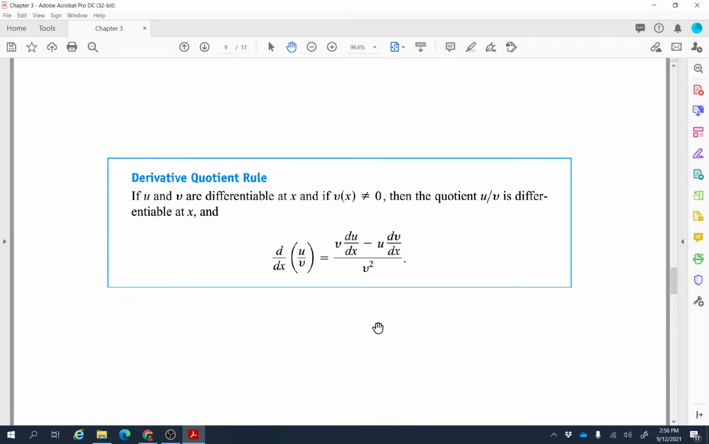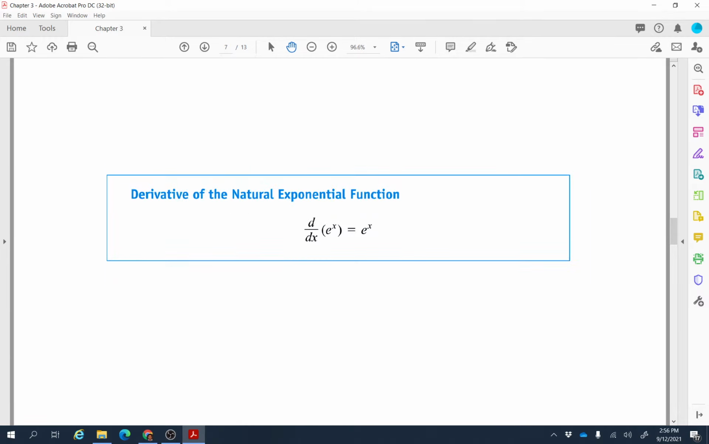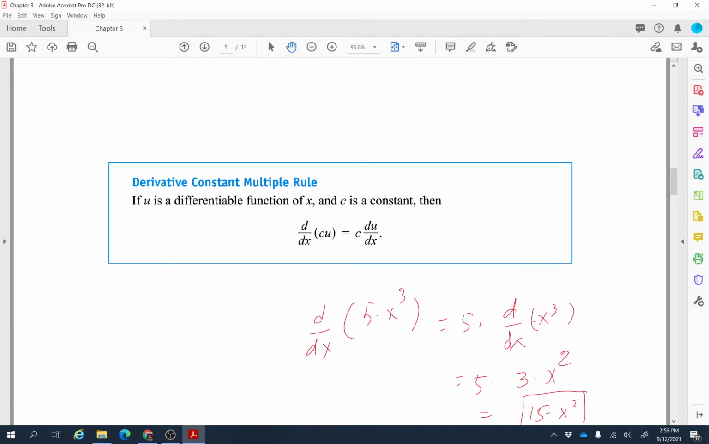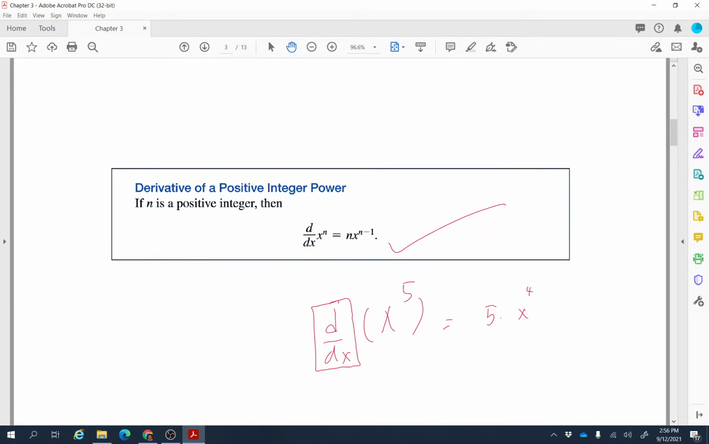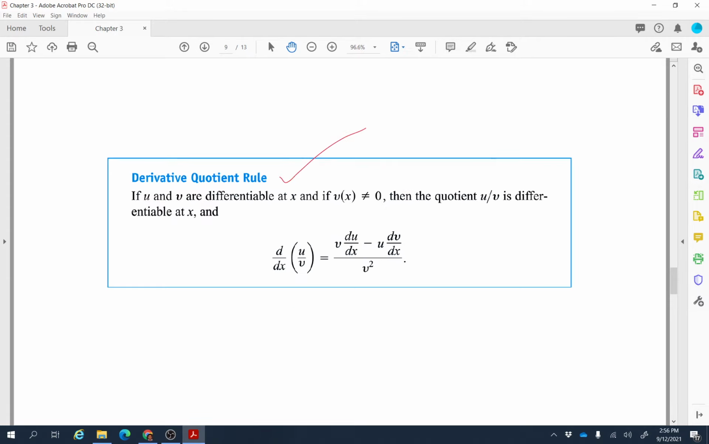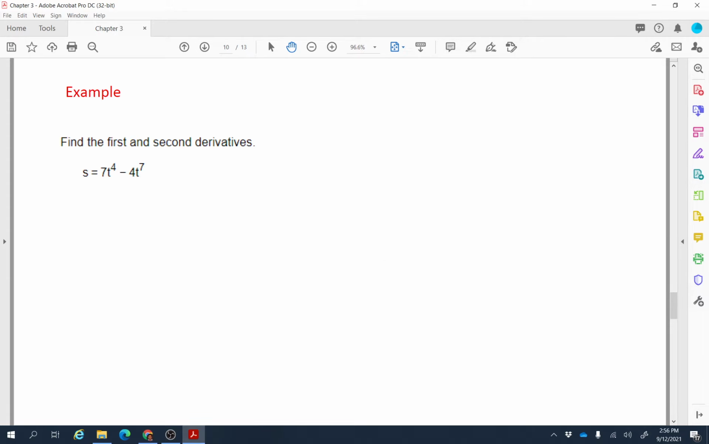This is called the quotient rule, or division rule. So now we're going to use these rules: division rule, product rule, sum rule, power rule, to solve a couple of examples. First example is find the first and second derivative. The first derivative, the derivative of this function with respect to time. Remember, the variable in this case is time, t. That's why we find the derivative of s with respect to t.